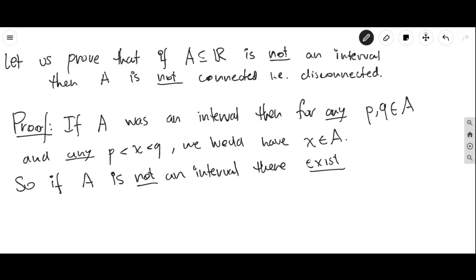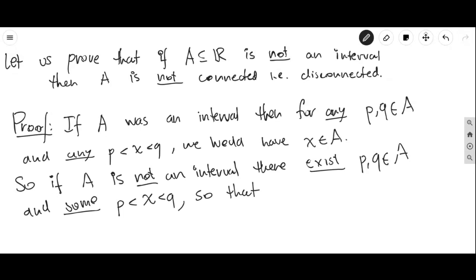Then there exist P and Q, and some X between P and Q, so that X is not in A. It's just the opposite of that condition. This is the definition of an interval, so if it's not an interval, this property is being negated. So for any becomes there exist, and for any X becomes there is some X, and instead of X in A, you have X not in A.